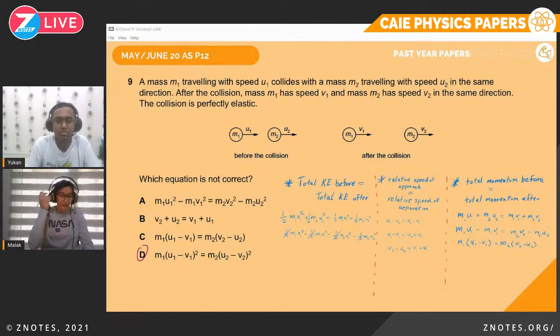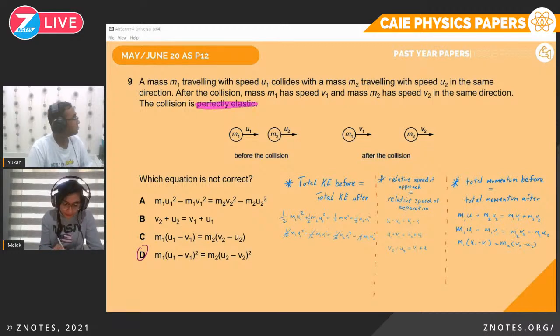Question 9. A mass m1 traveling with a speed u1 collides with a mass m2 traveling with a speed u2 in the same direction. After the collision, mass m1 has speed v1 and mass m2 has speed v2 in the same direction. The collision is perfectly elastic. Here's a diagram to help you understand it if you got confused reading the question. Everything is just shown here. Now, there's a very important point here: the collision is perfectly elastic.